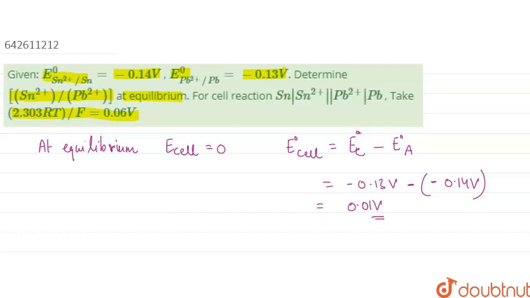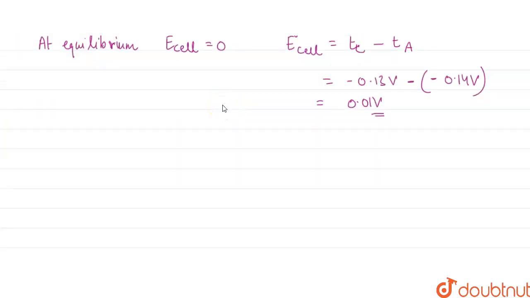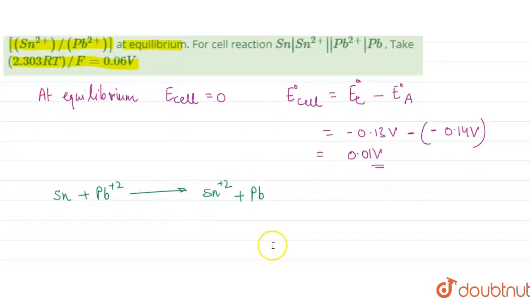Now the cell reaction is given, Sn to Sn2+. This is the salt bridge. So first of all, we write the cell reaction here: Sn plus Pb2+ gives Sn2+ plus Pb. This is the cell reaction, it is given.